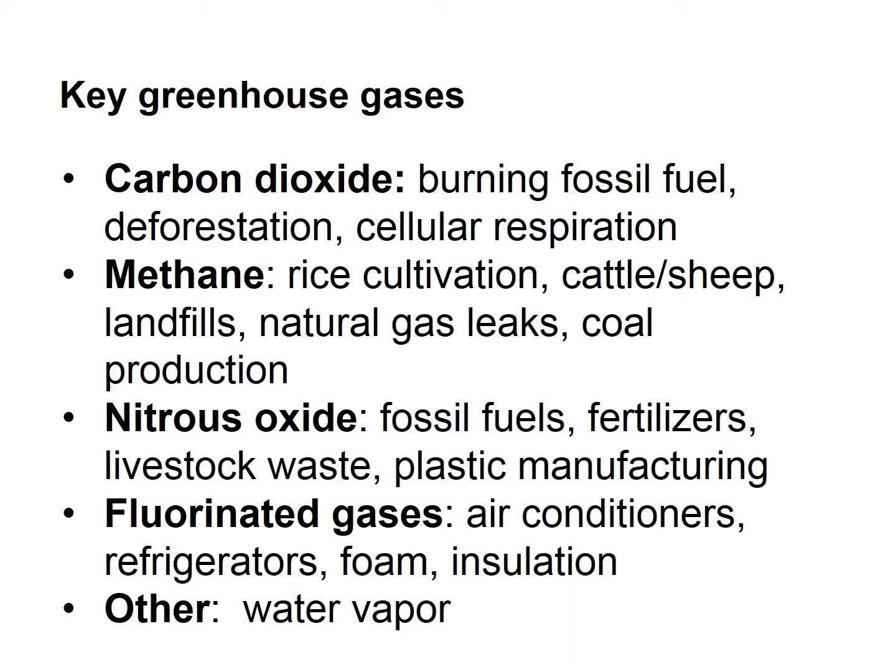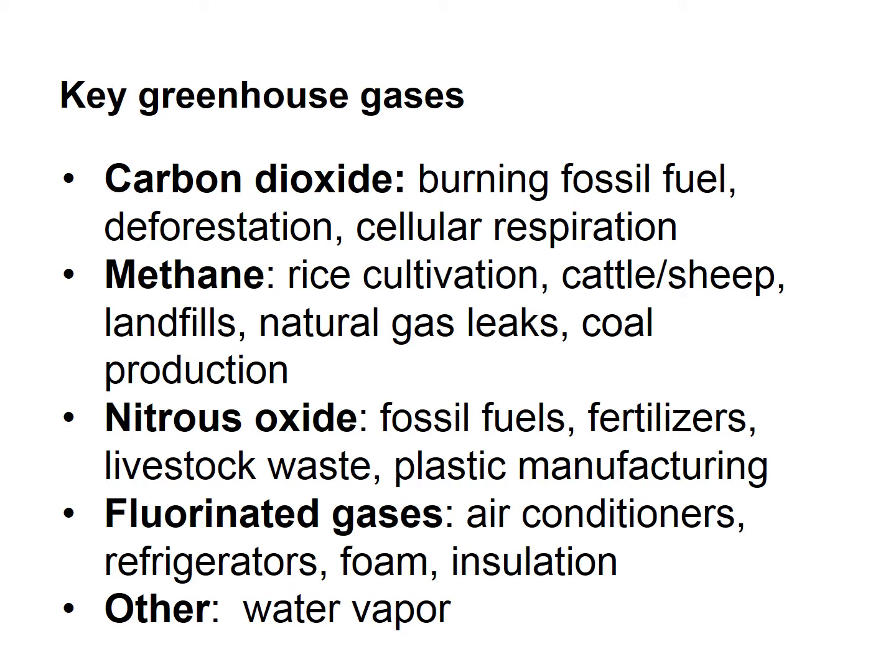Our fluorinated gases, so what else do these contribute to? Remember our ozone hole, but these are also greenhouse gases, and these come from things like air conditioners, refrigerators, foam, insulation. And then down here is others. Water vapor is also a greenhouse gas, but we usually don't talk about that when we're talking about the greenhouse effect because water vapor is going to be a constant. All right, so this is kind of a natural amount, so we're not affecting this as much as we are affecting these other ones.